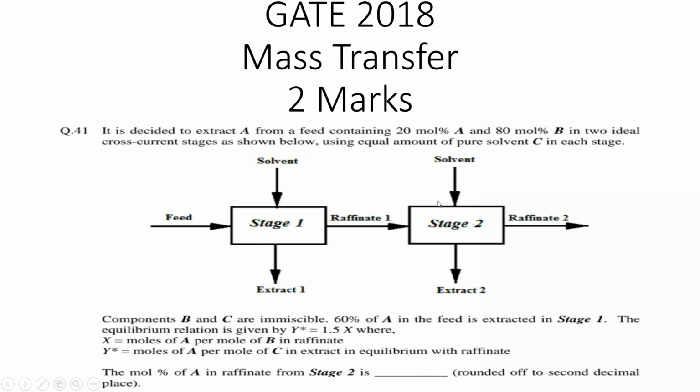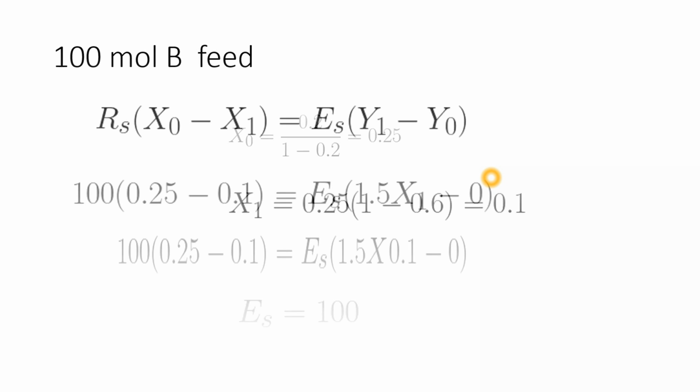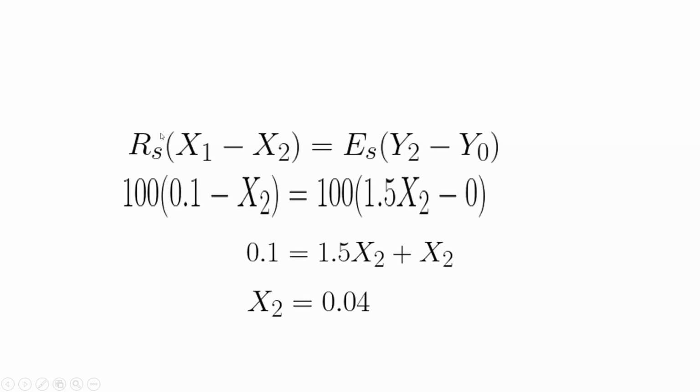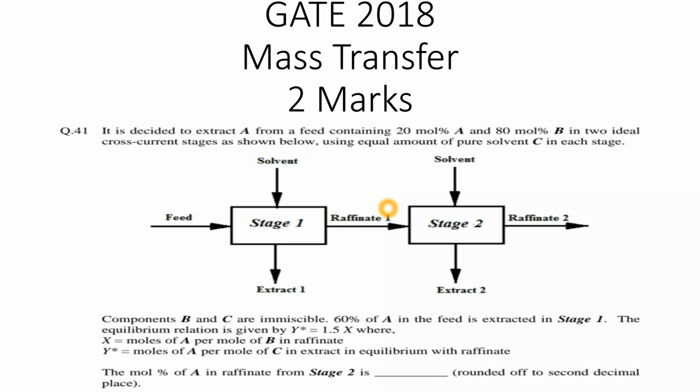So we can consider the solvent for second stage will be 100, 100 kg per hour or anything else you want. So again we will apply the material balance for stage 2. Rs times X1 minus X2, since X1 is higher and X2 will be lower, is equal to Es into Y2 minus Y naught, and we know Rs is 100 and Es is 100 as calculated earlier, and Y2 will be 1.5 X2. Why is that? Since the second stage is also in equilibrium, Y2 is equal to 1.5 X2.